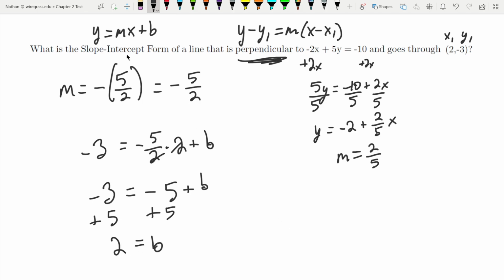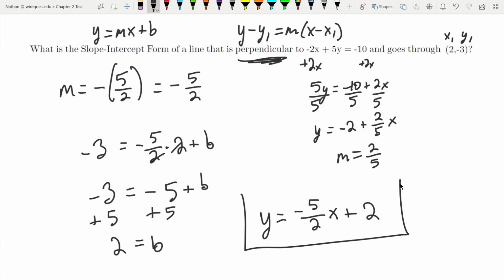So our slope-intercept form of our line is going to be y equals m of our line. It's going to be negative 5/2 x plus b. B is 2. And that is our equation. If you were to plug in these two things into there, and then plug in m into there as well, and solve for y, you're going to get the exact same equation.